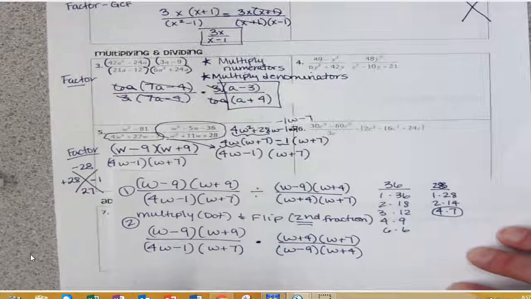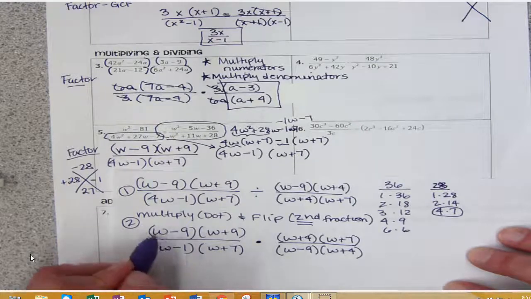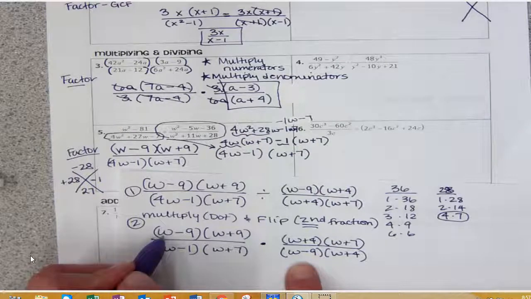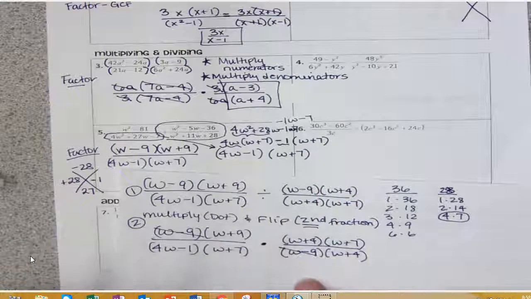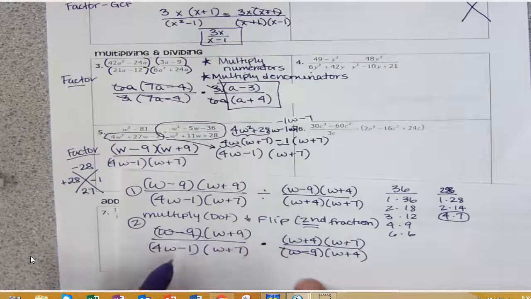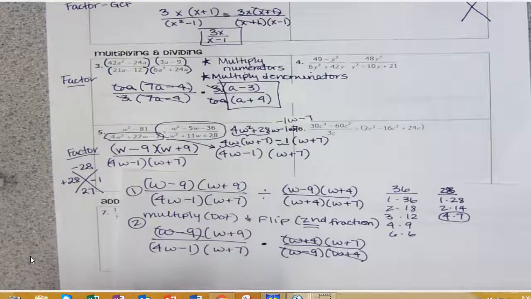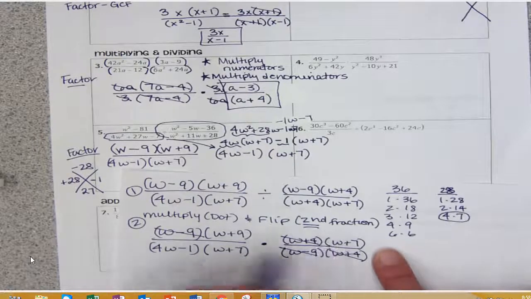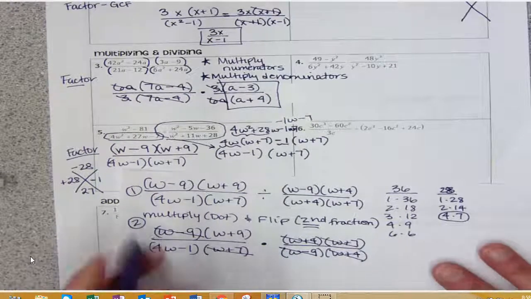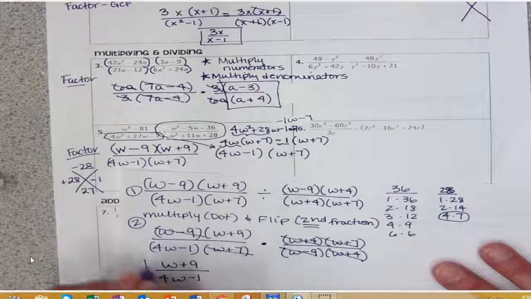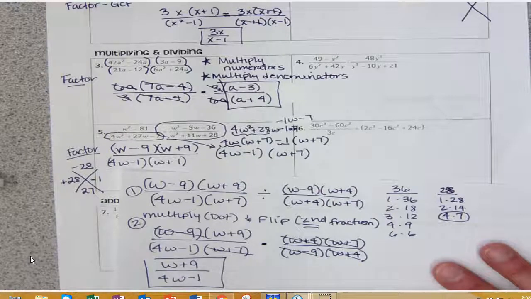And now I get to start crossing things out. Do I have anything that's going to become 1? w minus 9 divided by w minus 9 gives me 1. w plus 9, I do not have anything in the denominator that'll give me 1. w plus 4 divided by w plus 4 gives me 1, and w plus 7 divided by w plus 7 gives me 1. So I'm left with w plus 9 over 4w minus 1, and that is your answer.